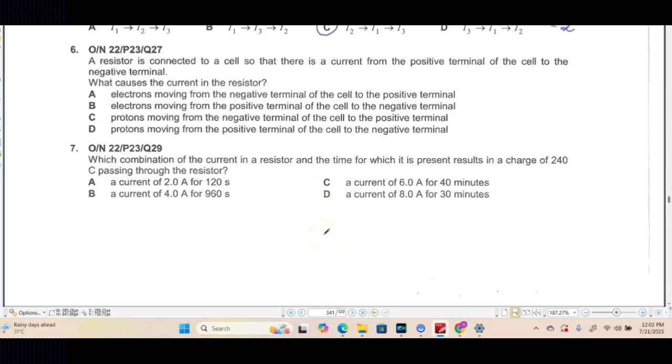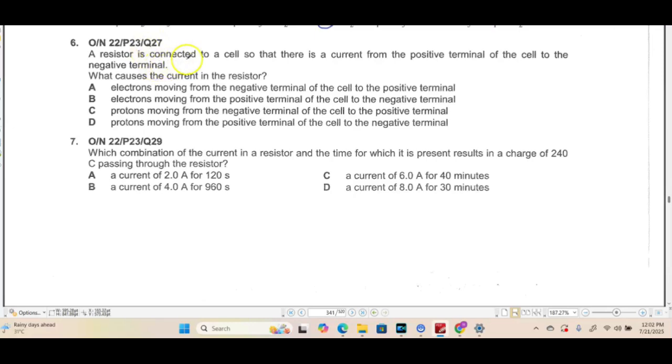Okay. Question number 6. A resistor is connected to a cell so that there is a current from positive terminal of the cell to the negative terminal. What causes the current in the resistors? Electrons moving from the negative terminal of the cell to the positive terminal. Electrons moving from the positive terminal of the cell to the negative terminal. Electrons are always moving from the negative terminal of the cell to the positive terminal, so this is wrong. Protons though are wrong altogether. So A is correct.